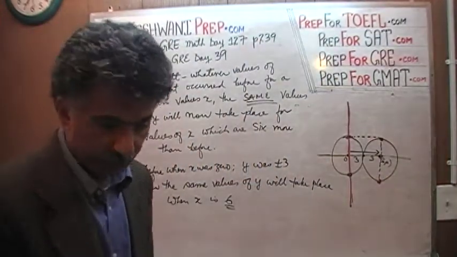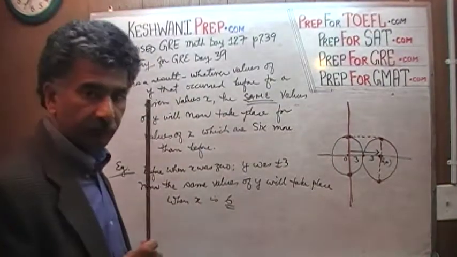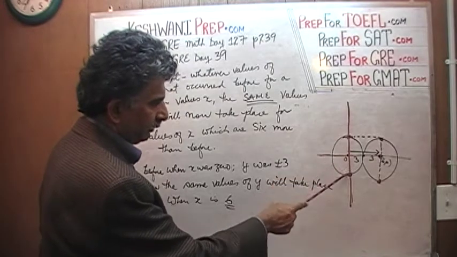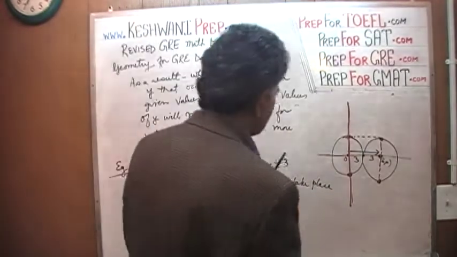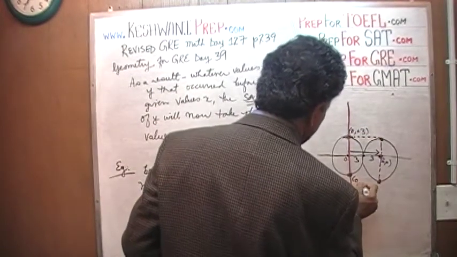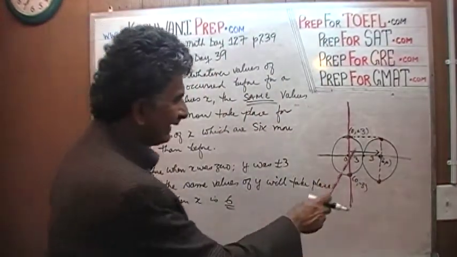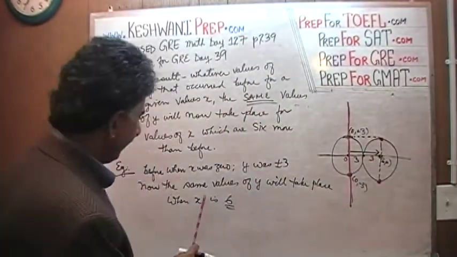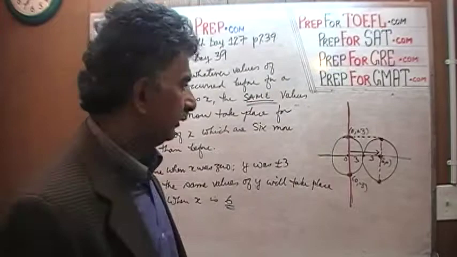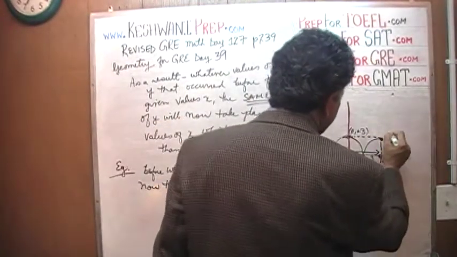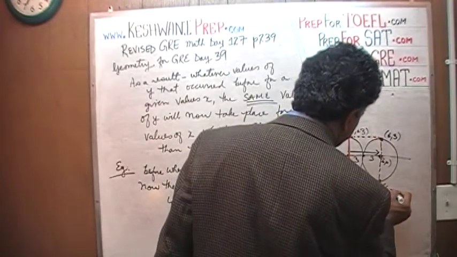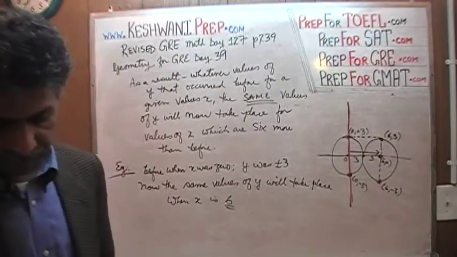One more time, I'm going to point with the stick so my hand doesn't come in the way. Before, x was 0 along the y-axis. When x was 0, y was positive 3 or negative 3. Coordinates of this point are 0 plus 3. The coordinates of this point are 0 minus 3. Now, the same values of y will take place when x is 6 more. Why 6 more? Because we have picked it up and shifted it 6 units to the right. So instead of 0, 3, it's going to be 6, 3. Instead of 0, negative 3, it's going to be 6 and negative 3. You see? It has been shifted.